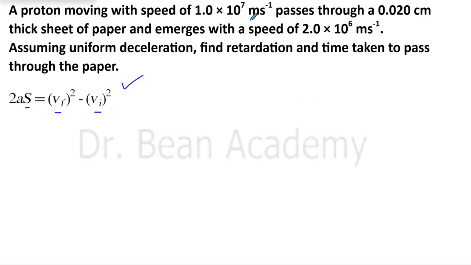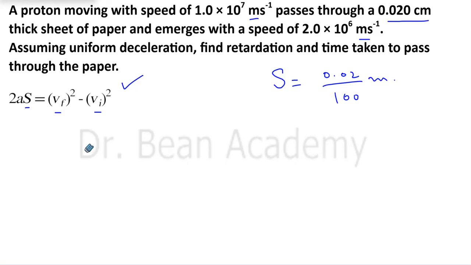So I see this one is fine, meter per second. This velocity is also fine, meter per second, but the thickness of the sheet is given in centimeters. So we need to change it to meters because meter is the SI standard unit. I can call it S because this is the displacement through which the proton moved. So S is equal to 0.02 over 100 meters. So now I have converted it into meters.